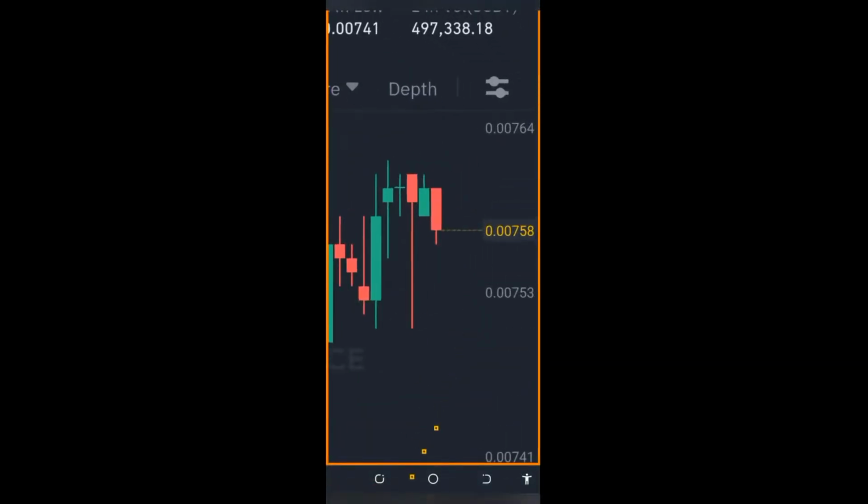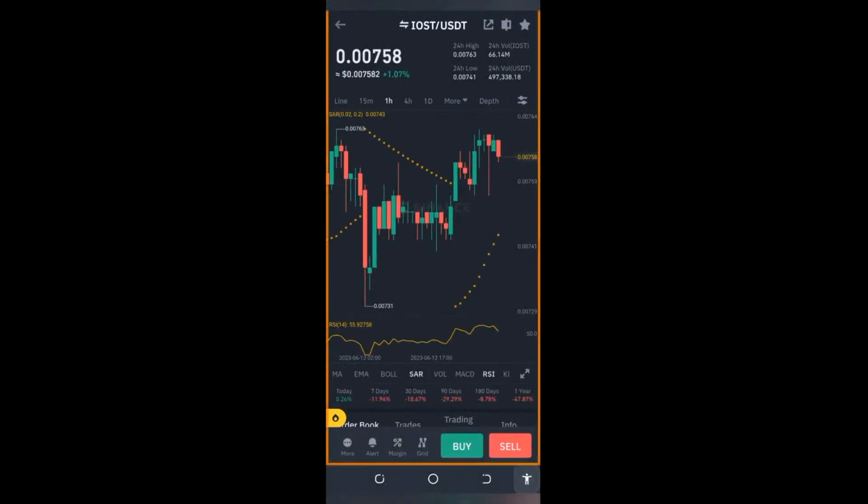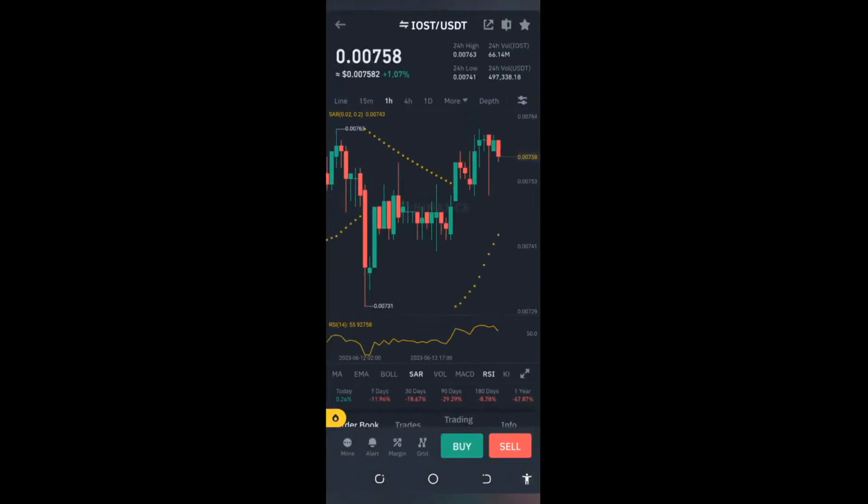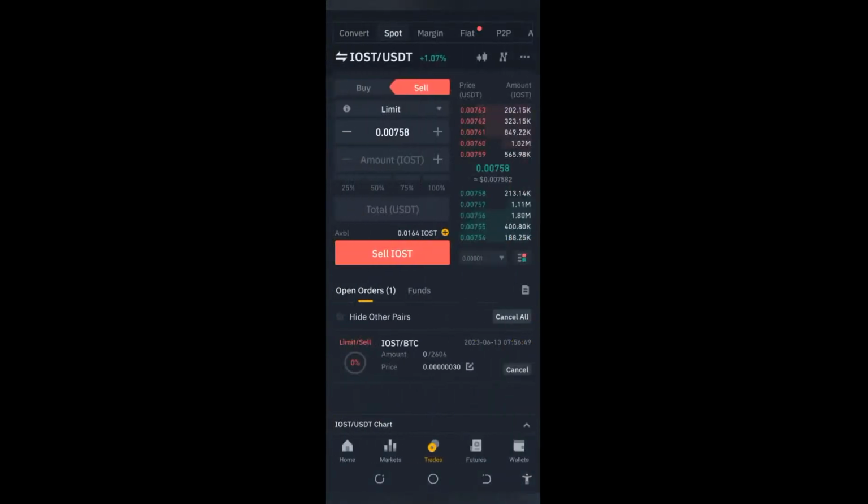Can you see this? It's currently a red candle, but look at the parabolic SAR. The parabolic SAR is heading upwards. So there's a tendency that this can push up. So I'm going to keep my eyes on this.